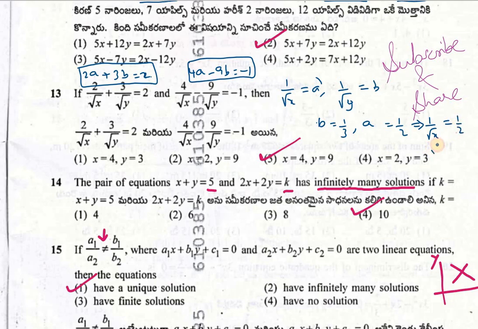So if you do the reciprocal, root x is equal to 2. If you want to find the value of x, just square on both sides. So root x square becomes x and 2 square becomes 4, right? So you will get the answer x is equal to 4. Similarly, if you substitute 1 by root y is equal to b, so 1 by root y is equal to 1 by 3, you will get y is equal to 9, right?